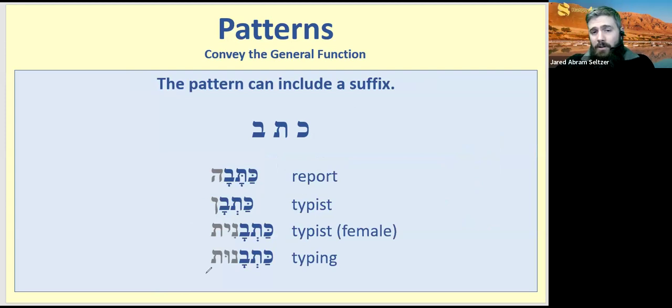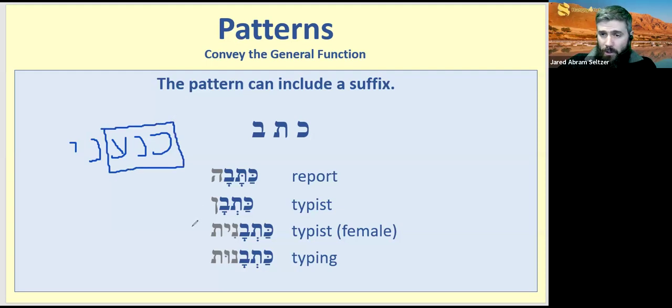And patterns can include a suffix. And again, the letters that could show up as a suffix are limited. There are not a lot of them. Definitely hey, definitely noon. You could have yod at the end, like kana'ani, from the root kana. Kana is to be a merchant, to trade. Kana'an is the location name Canaan. And the yod on the end is a suffix. It's part of the pattern that says it's the gentilic yod. It says someone who is from Canaan.